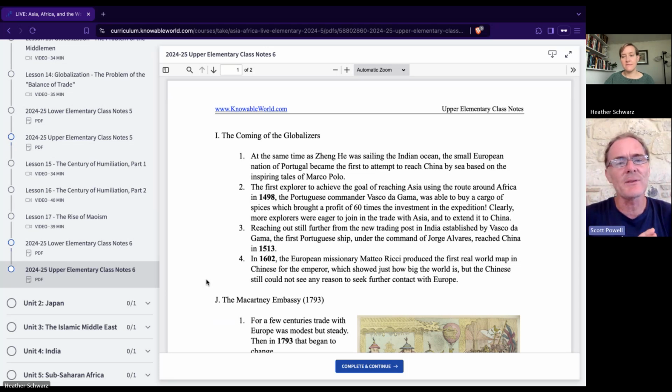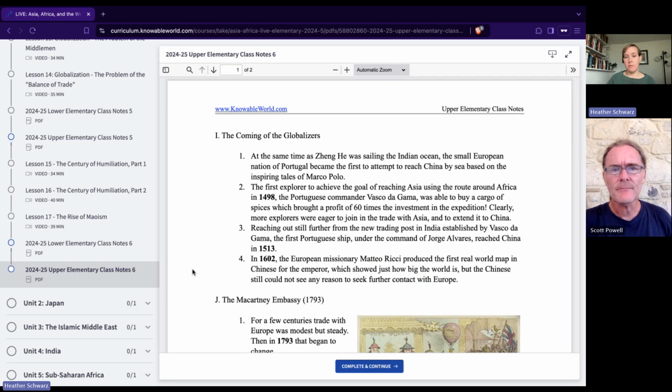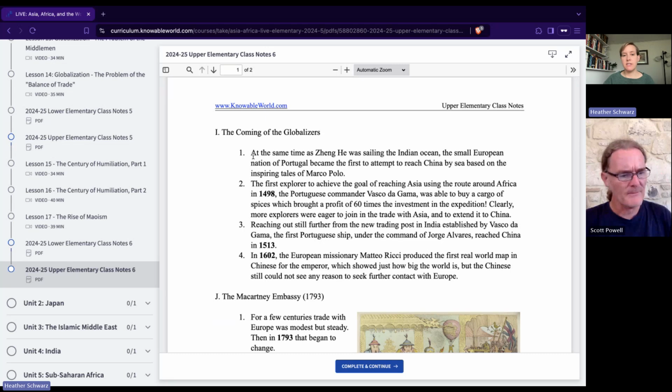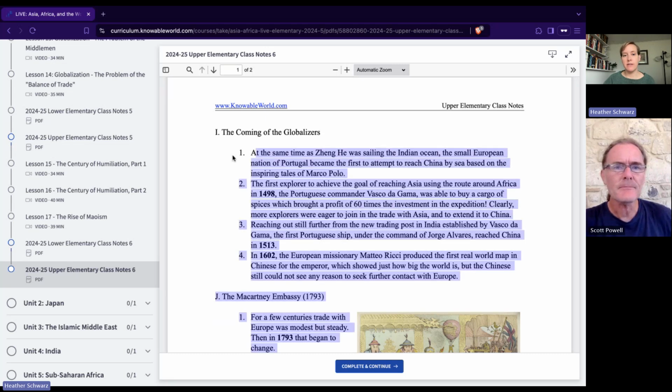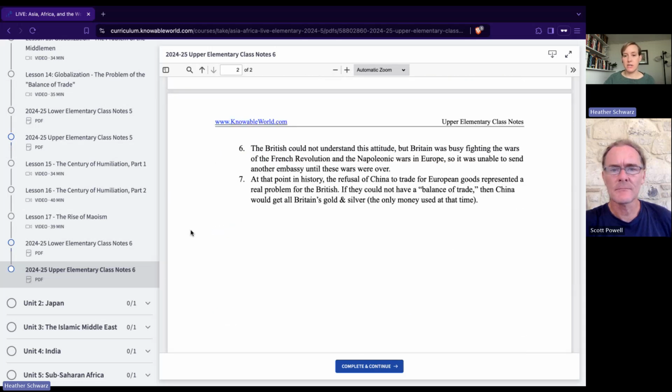So Heather, share with us a little bit how you approach this. Sure. So both of my kids are in the upper elementary level this year. So I print this out for both of them. So they both have a printed copy. And then when we're finished with it, they hole punch it and put it in their binders. But before they do that, I have them read it. And so they just alternate. So one of them will read number 1, one will read number 2. They alternate. We read the whole thing out loud. It's very short. It doesn't take long.